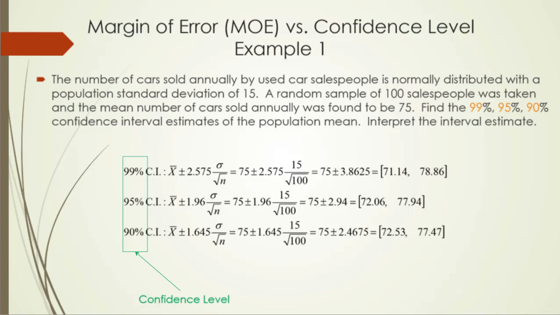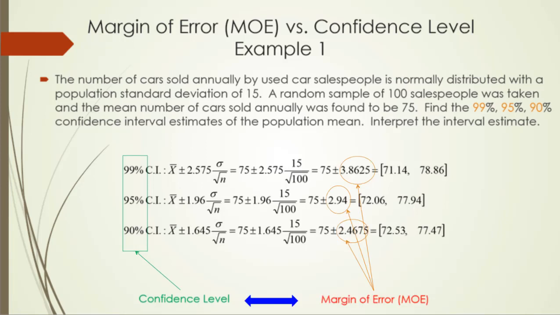Let's take a look at the relationship between the confidence level and the margin of error. The margin of error is the product of the z-multiplier and the standard error. When confidence level increases, say from 90% to 99%, the z-multiplier also increases. Consequently, the margin of error also increases. You may recall that the margin of error directly determines how wide this interval is. This implies that to achieve a higher confidence level, we would have to have a wider confidence interval.